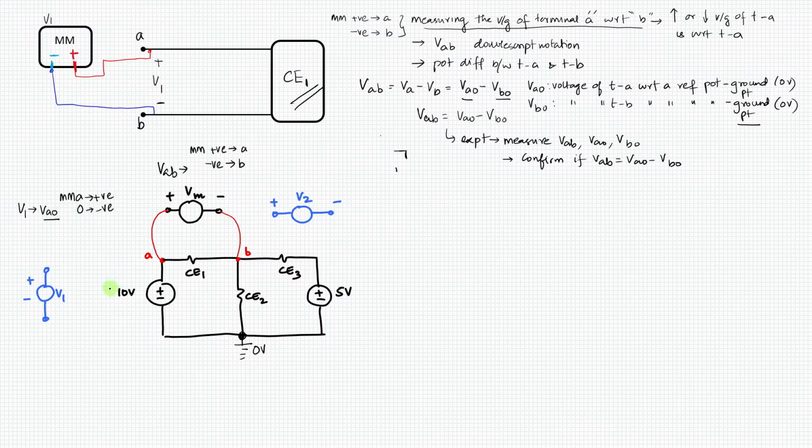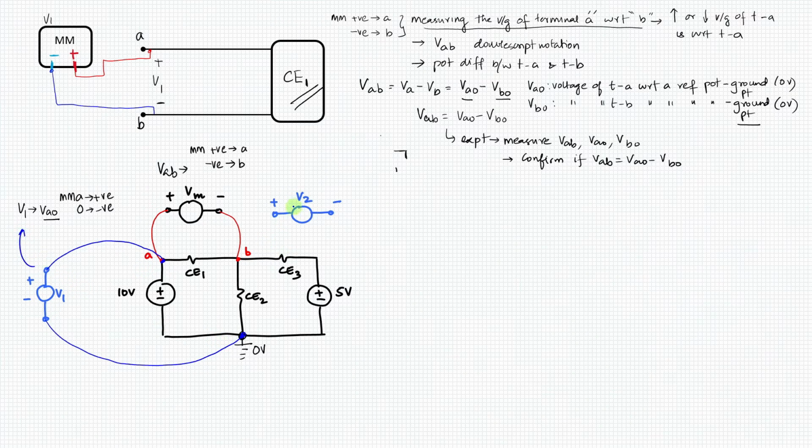So let us do that connection here now. This is A, and I am going to connect it to the positive terminal, like this. And 0 I have to connect to the negative terminal, so let me connect it to the negative terminal. Okay, so with this, you are going to measure VA0.